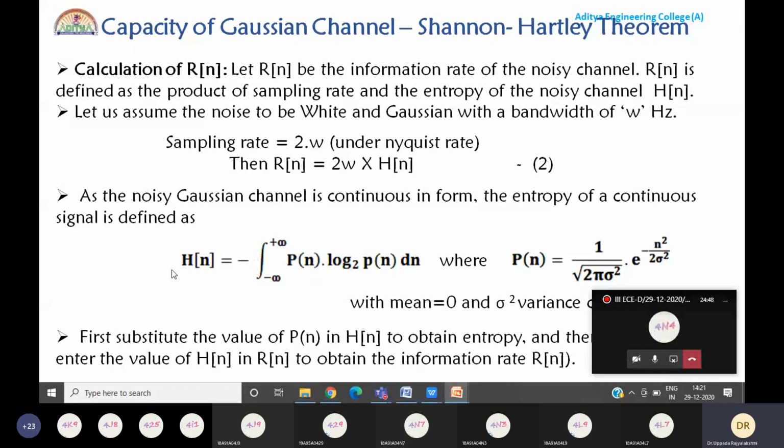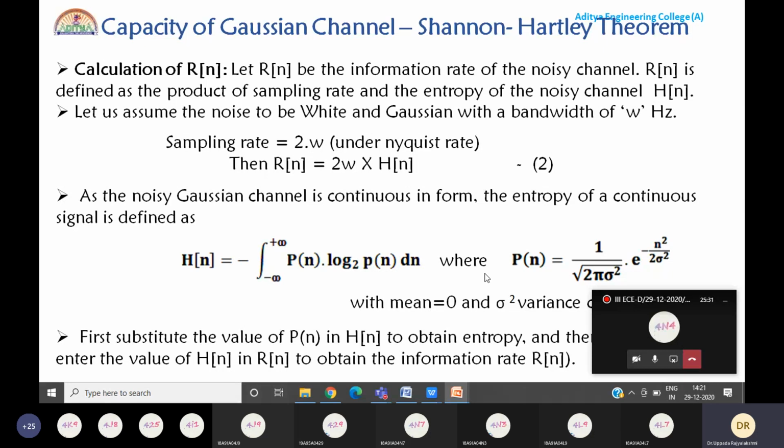Here you can observe that while discussing discrete channels, we considered the integration as a summation, for example, if it has 3 elements, the sum over j from 0 to 3 of pk log p suffix k base 2, was how we represented it. But here this Gaussian channel is continuous in form, so it is minus integral from minus infinity to plus infinity of p of n into log p of n base 2 dn. That's why we have replaced the summation with integration.